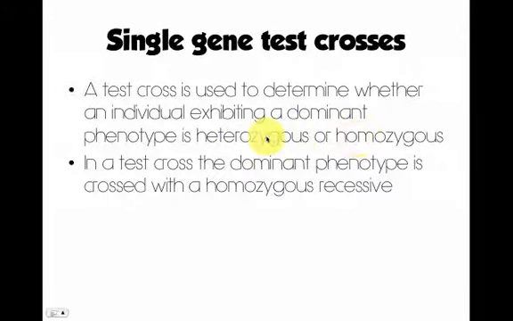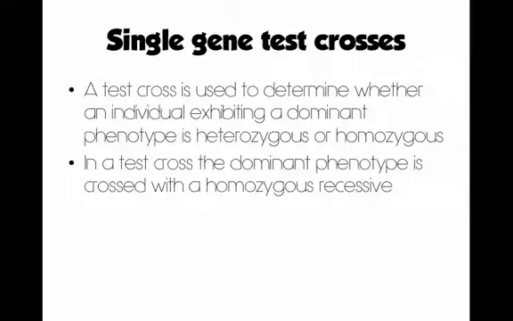And the most important thing to remember with a test cross is that you're crossing it with a homozygous recessive phenotype. Now, the reason you're doing that is because obviously any individual exhibiting a recessive trait, you know with 100% accuracy what their genotype is.